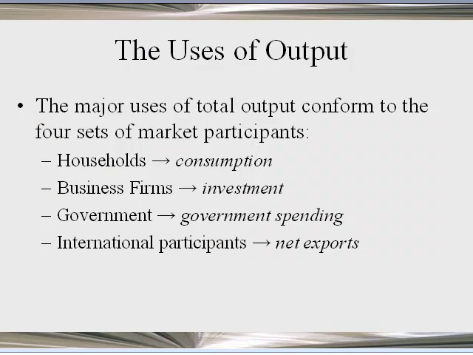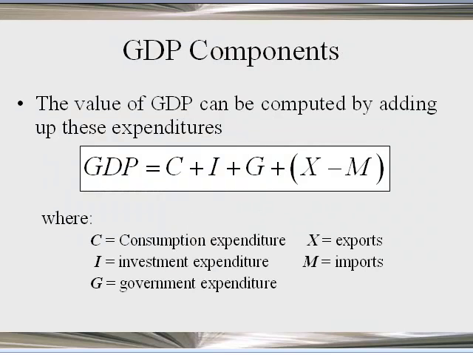So the uses of our output: who participates in the economy? Obviously households. Consumption is 70% of the expenditures, by us, consumers, and business firms spend about 17 to 19% on investment, replacing plant, machinery, equipment, and so on, and inventories. Government spending is government buying tangible goods and services, not transfer payments. And international participants also participate in the market.